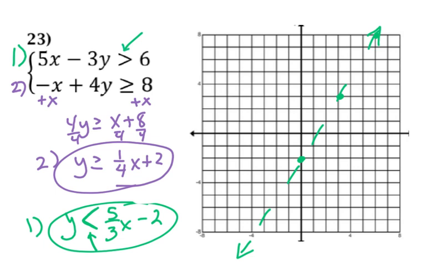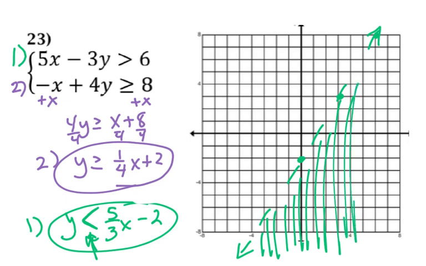Please do not look at that one up there because that wasn't ready to graph yet. You have to look at the one where it was ready to graph, so down here. So it says less than, so I'm going to be shading that part of my graph.